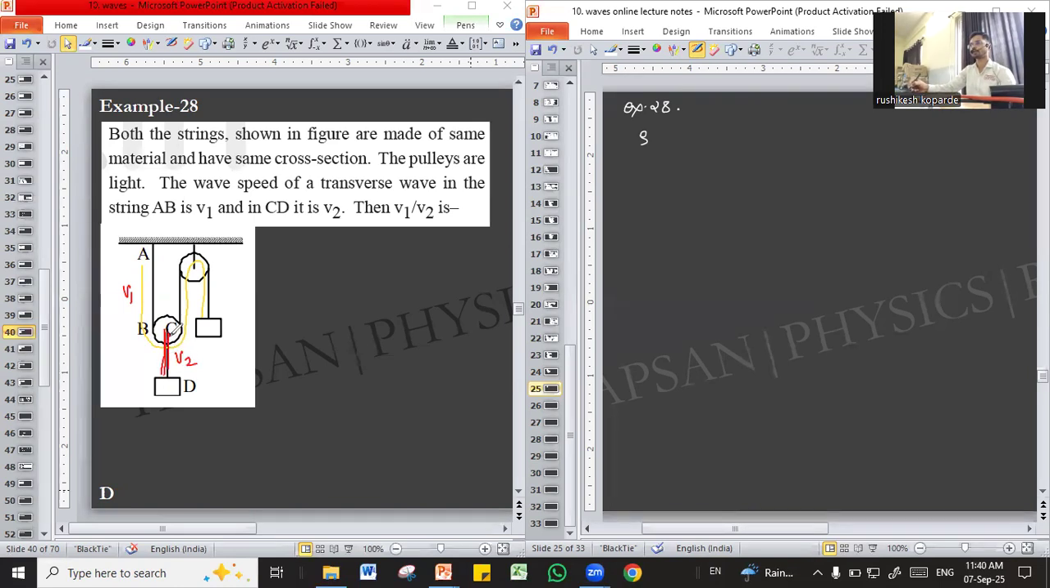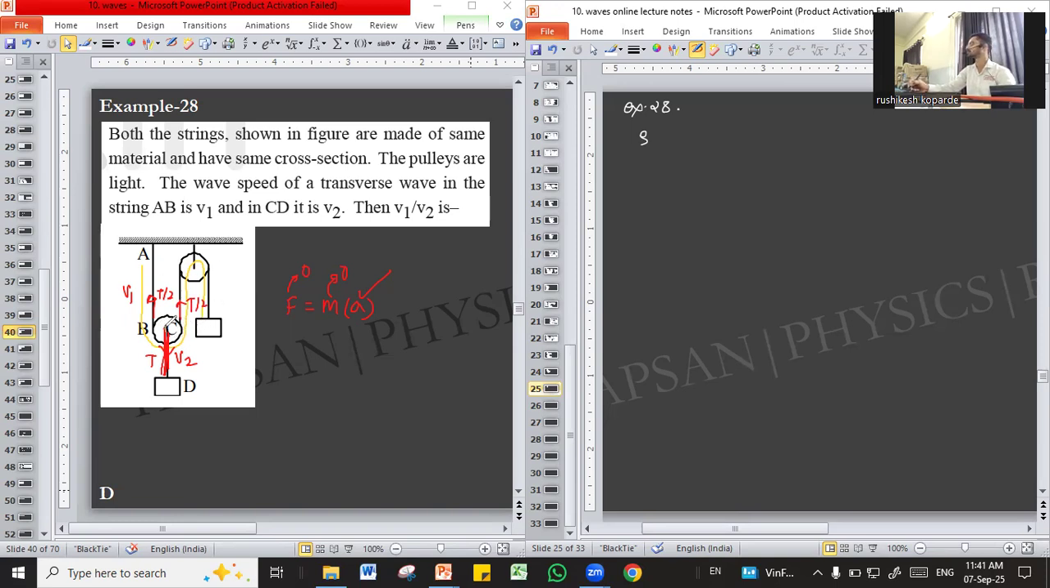We can assume the tension here as T. This T will pull this C down, T up. Now here, because the pulley is massless, net force has to be zero. Pulley may have acceleration, but it has zero mass. So net force on the pulley has to be zero. So this T downward means this T by 2 upward and this T by 2 upward. This is a single string, so it must have same tension.